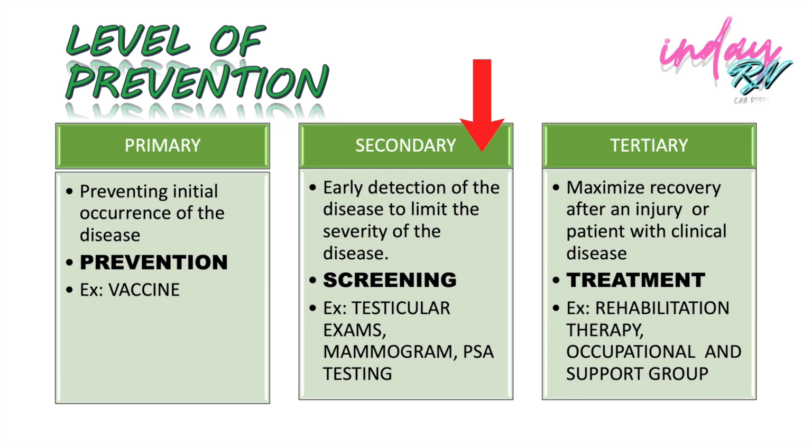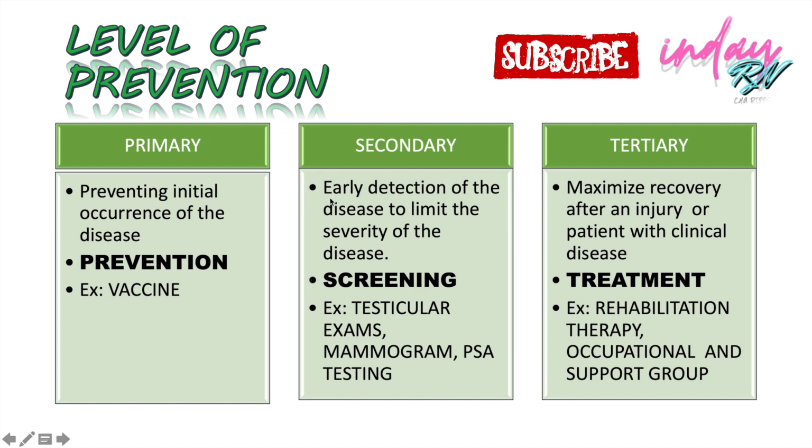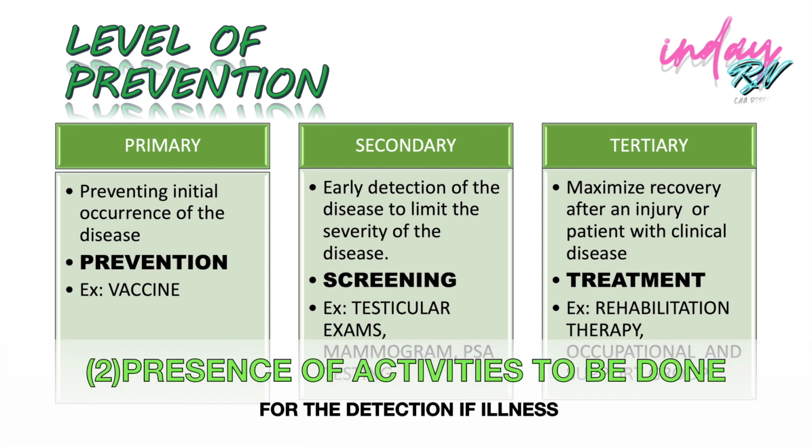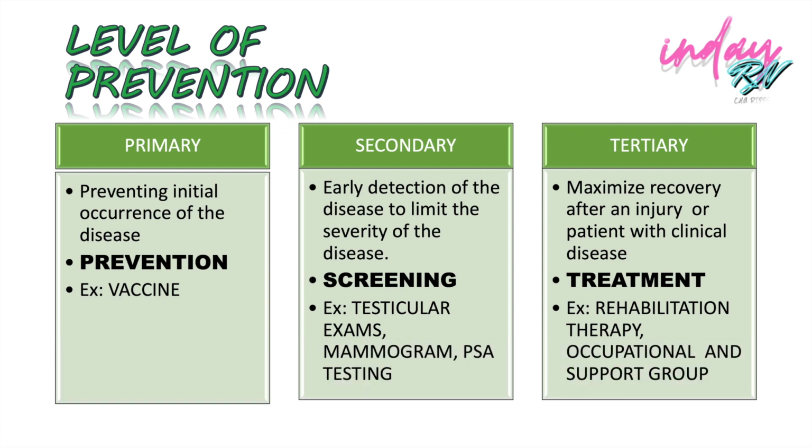Number 2 is secondary. Secondary level of prevention means this is already the early detection of disease to limit the severity of disease. Or these could be interventions that identify and stop the disease early in the disease process, before a patient realizes that there is something wrong. So in the secondary, we are doing screening tests on our patients, and this could be testicular exams, mammograms, PSA testing. Let's think that here in the secondary, there are activities to see if there is already a presence of disease. So we need to catch it as early as possible in order to prevent the severity of a certain illness.